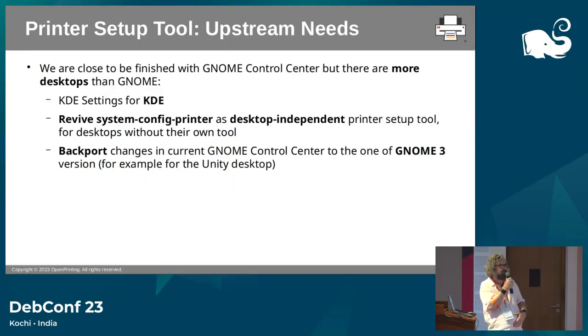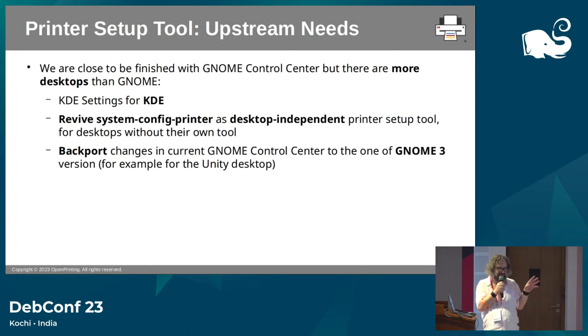So the upstream needs: with the GNOME Control Center, we are nearly finished. And what we really need is that someone fixes the KDE settings, so that the printer setup tool there is also updated to the new architecture. Another thing is that we have many desktop environments which are not GNOME or KDE, like Budgie, for example, or Unity. And they often use System Config Printer as their printer setup tool.